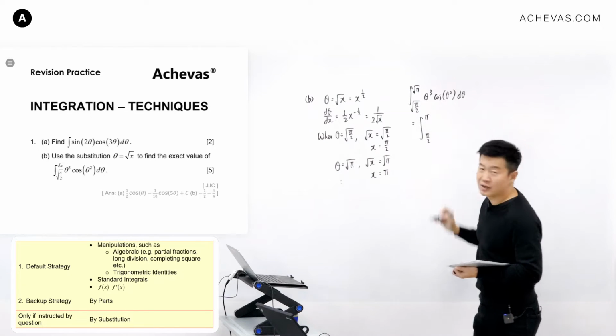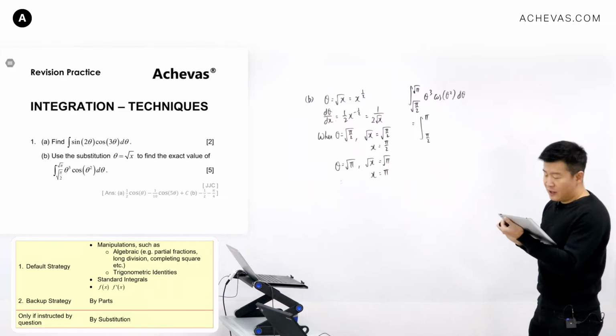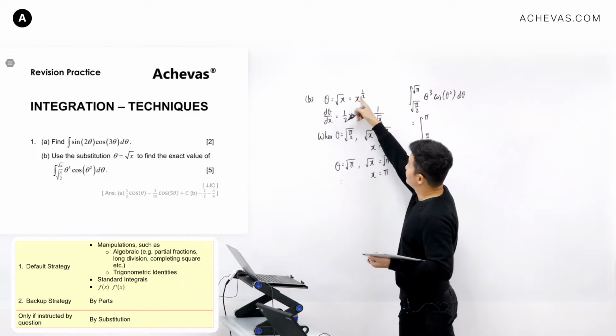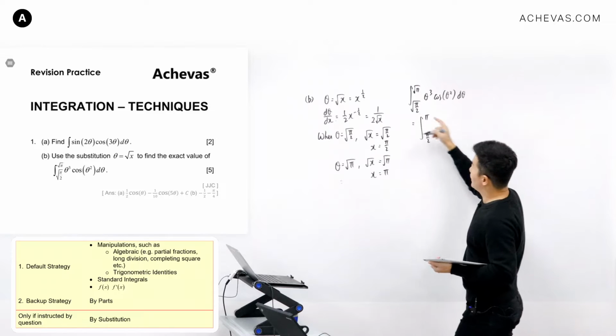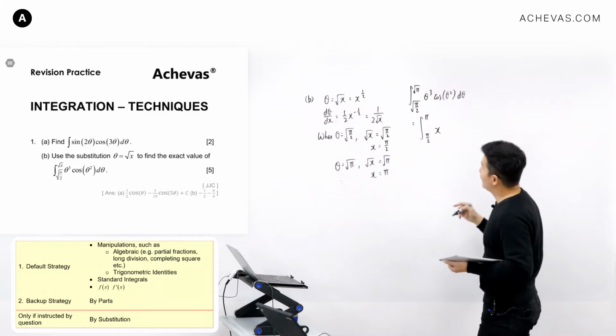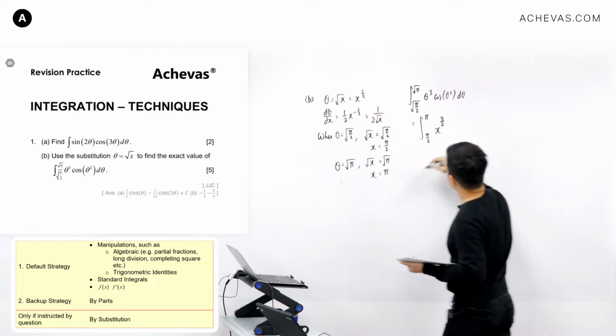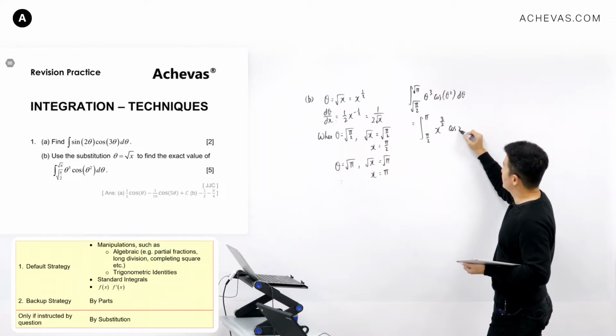So here we have a pi, and we are going to do all the replacement. So theta to the power of 3 is going to be this to the power of 3. So we have x to the power of theta to the power of half to the power of 3. This is to the power of 3 over 2. And we have a cosine theta squared. Theta squared is x, so here we have a cosine x.